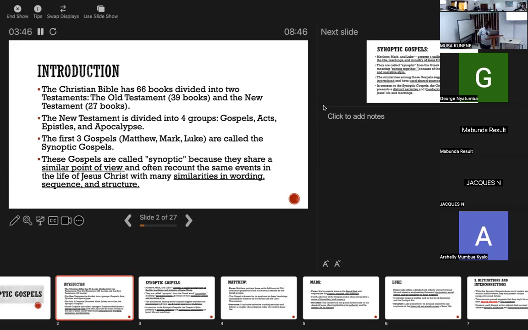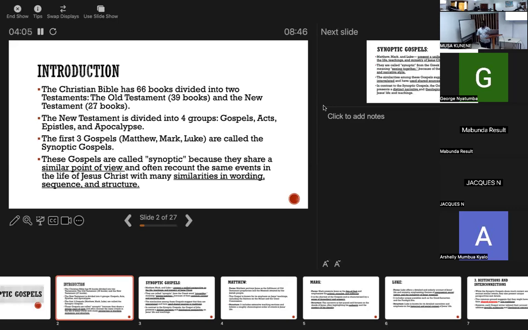And then the other category is called Acts, the Acts of the Apostles, and then there are the Epistles, and then finally there is the Apocalypse, which is a reference to the book of Revelation.